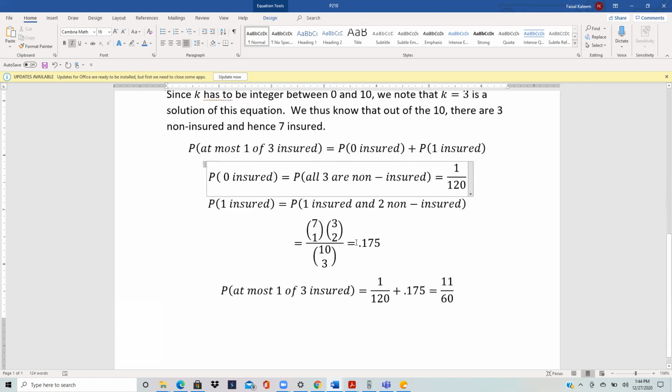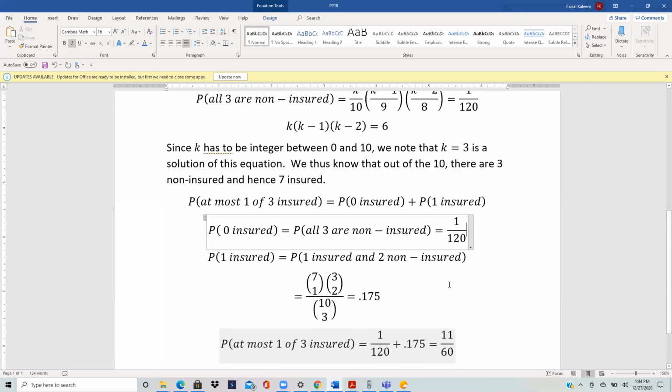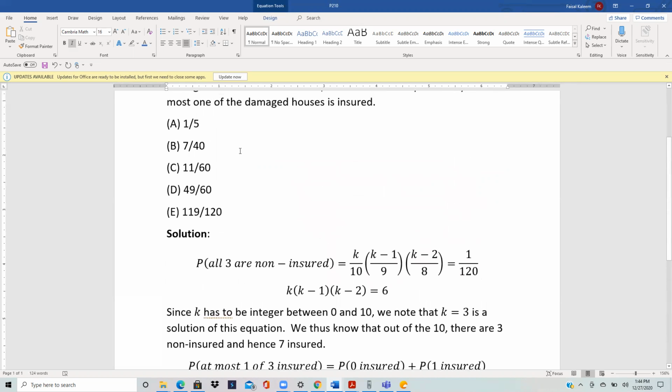So now we have this one and this one. So the probability that at most one of the 3 is insured is 1 over 120 for the 0 plus 0.175 for the 1. And that ends up being 11 by 60. That was choice C.